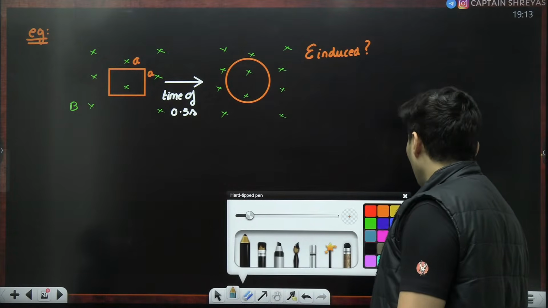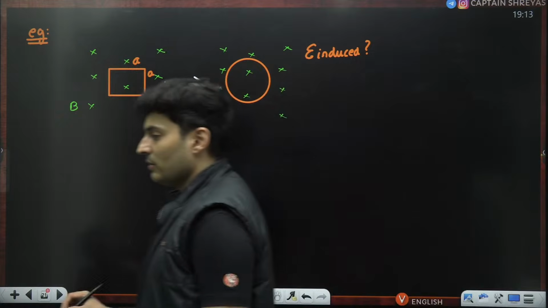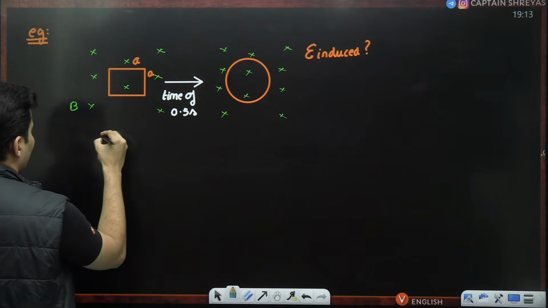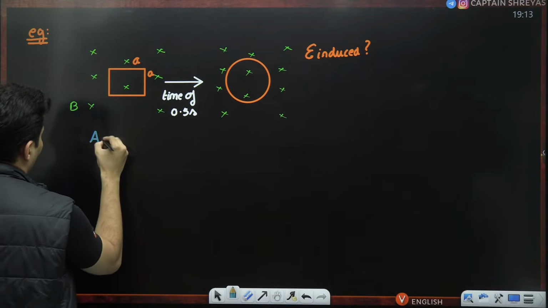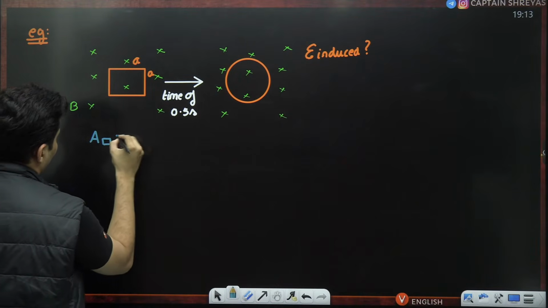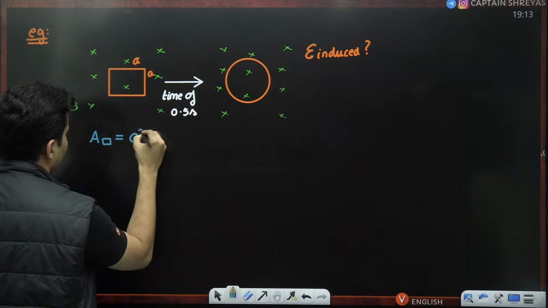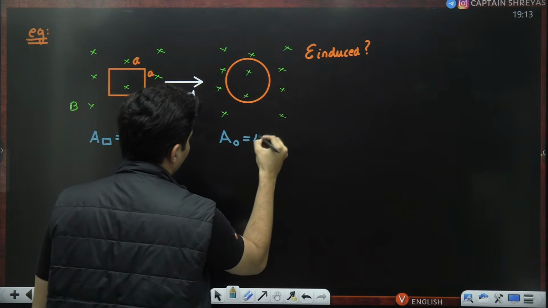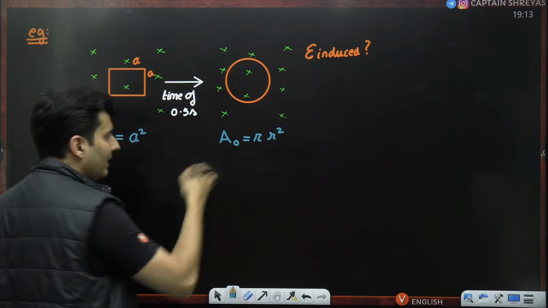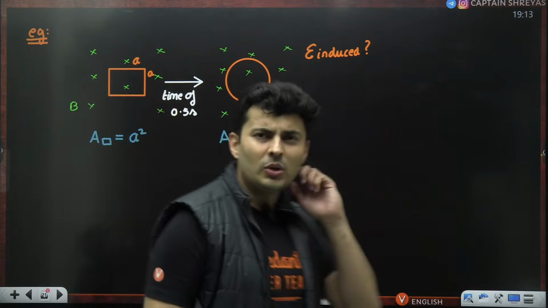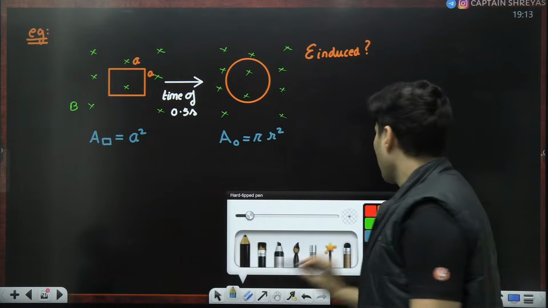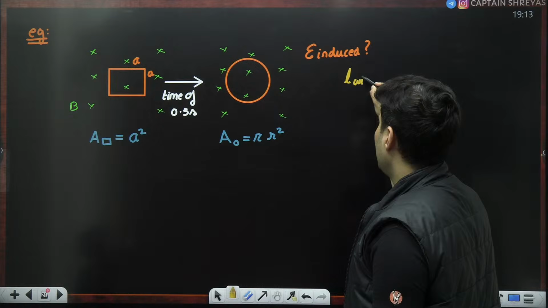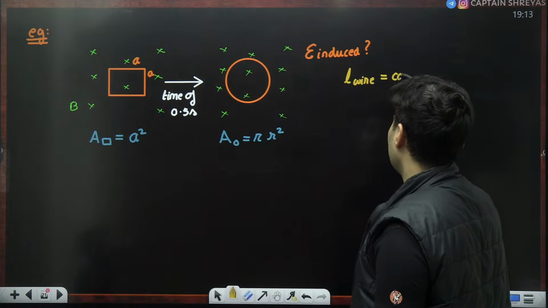Okay. So how do I find the induced EMF? I need to know the flux before and the flux afterwards. The area of the square is just a square, but the area of the circle is pi r square. I will need the area calculations, but I don't know the radius. So I will do one thing. The length of the wire was always constant.